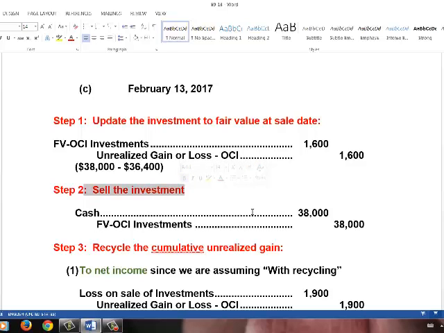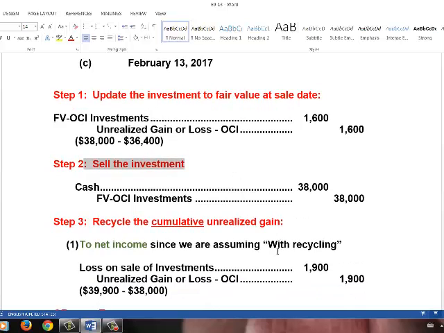So now you've got rid of the investment. Now that you've gotten rid of the investment, you have to determine, based on whether I'm using with or without recycling, how is this entry going to look? So again, this is the only step 3 that will look different depending on whether you're using with or without recycling. If we're using with recycling, it means that the unrealized gain and losses cumulatively on this investment are going to be recycled through net income.